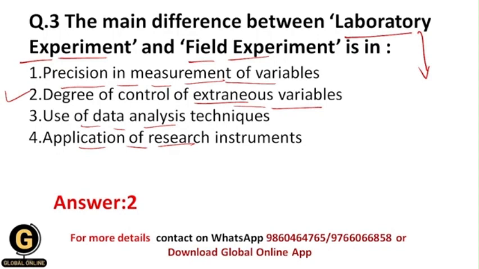As well, you can use many data analysis techniques in both research methods; they won't change. Also, you can apply different research instruments, and they also won't change. But the correct answer is the second, because the degree of control of extraneous variables changes between the laboratory experiment and the field experiment.